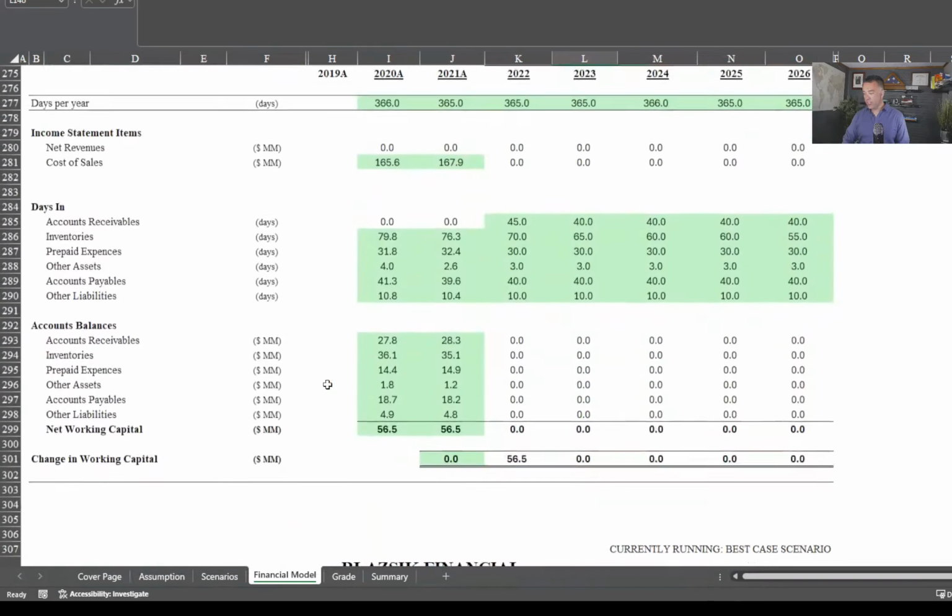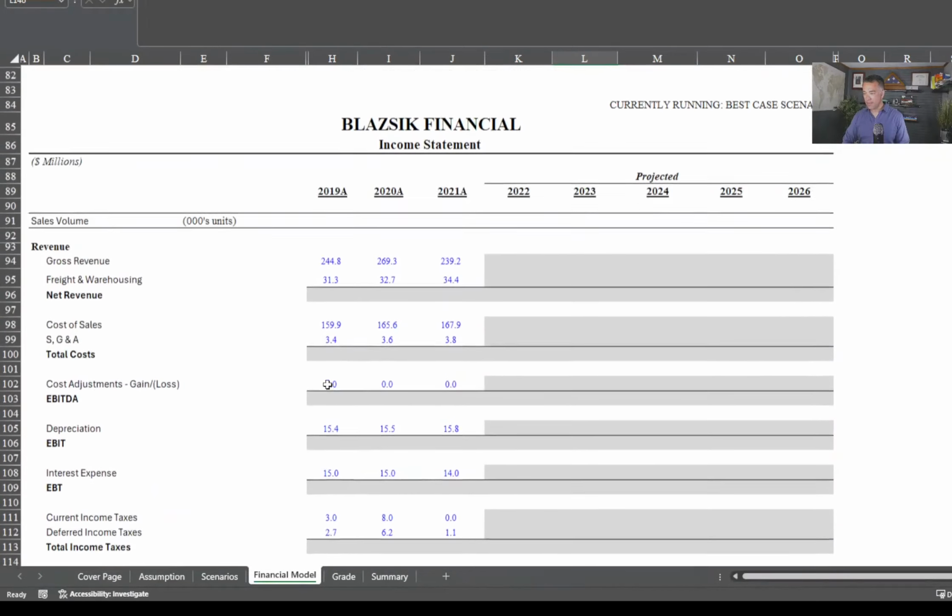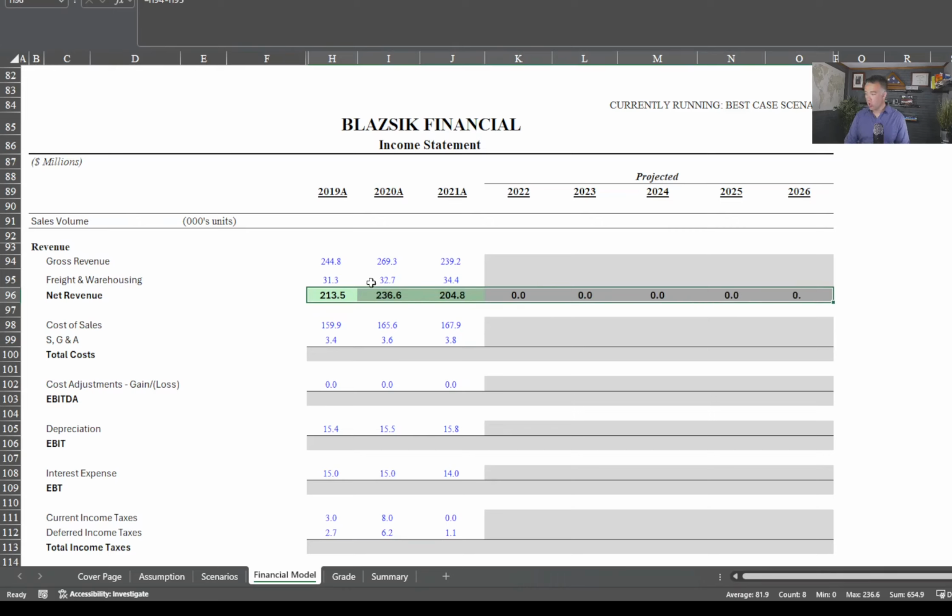We're going to begin with the income statement. The first part of the income statement, we have net revenue. And what we want to do here, I'm going to do the totals, is I'm going to go the gross revenue minus the freight and warehousing. That's going to be our net. I'm going to hold down Shift, Control R.